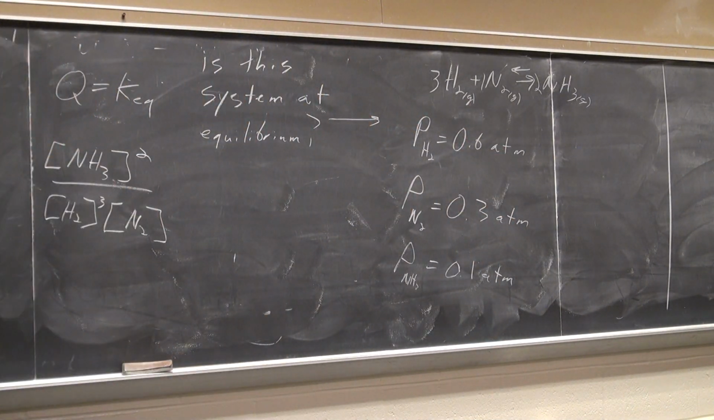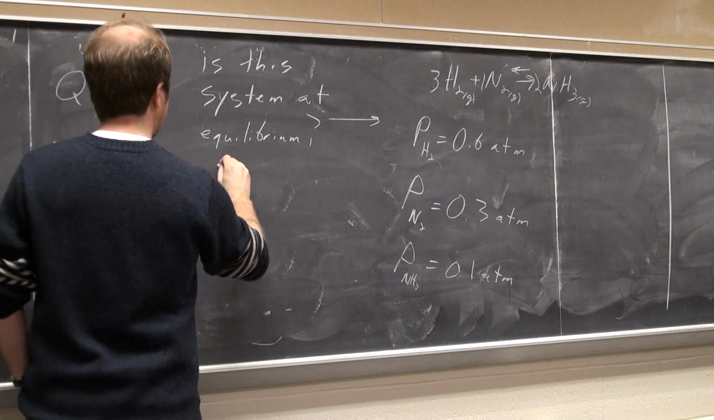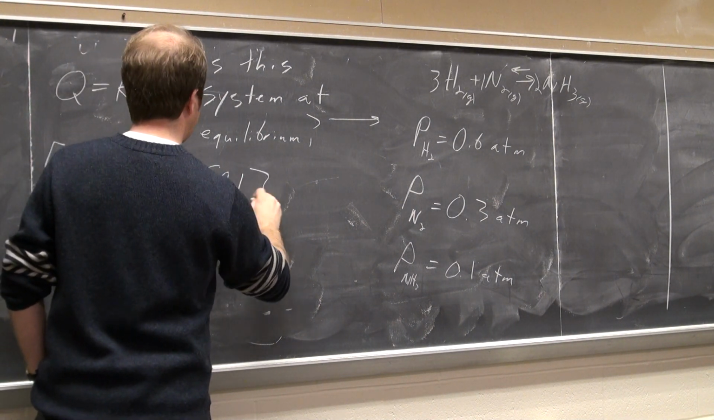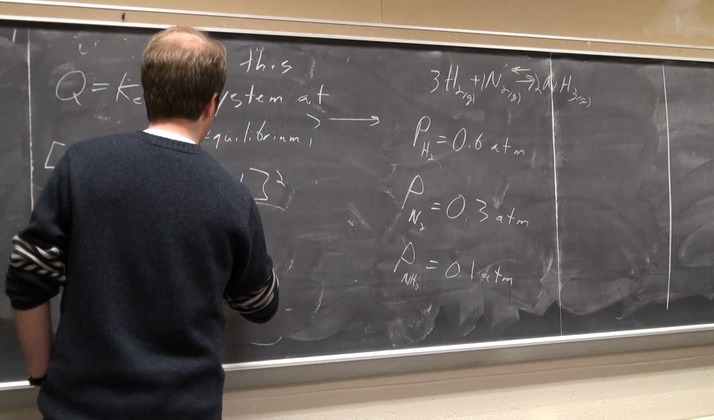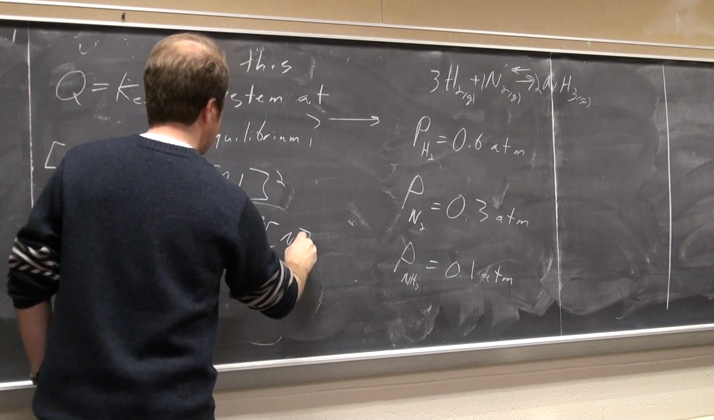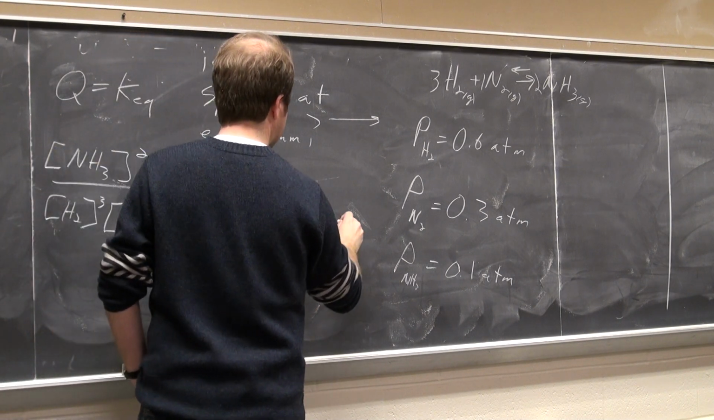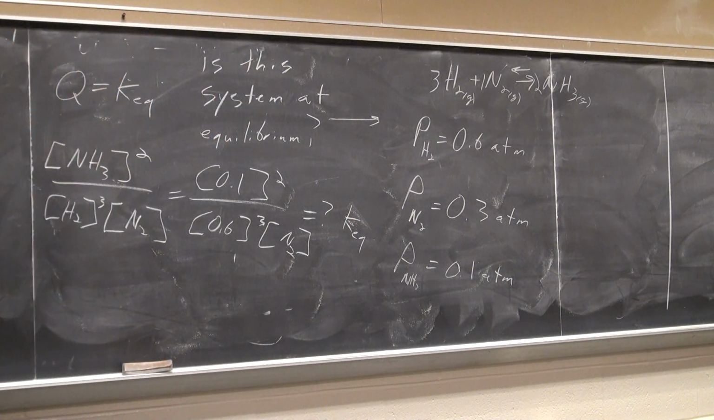Okay. So we could figure this out, right? We just say, okay, NH3 is 0.1 squared times hydrogen 0.6 cubed and 0.3. Does this equal KEQ? Piece of cake. So if you know the equilibrium constant. What if you don't know the equilibrium constant?